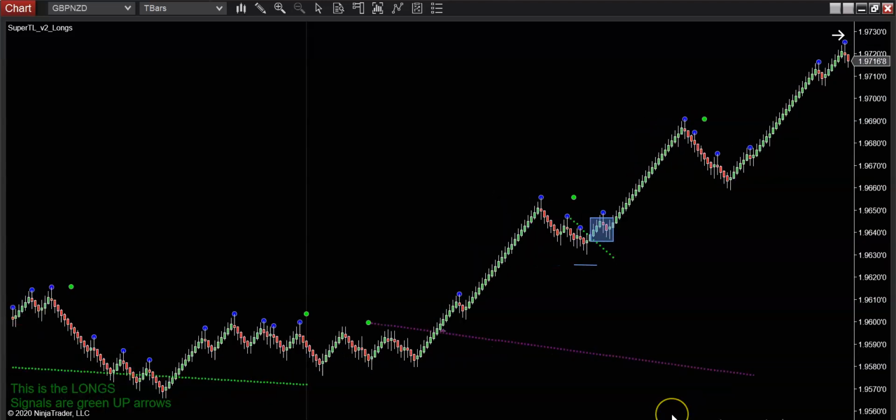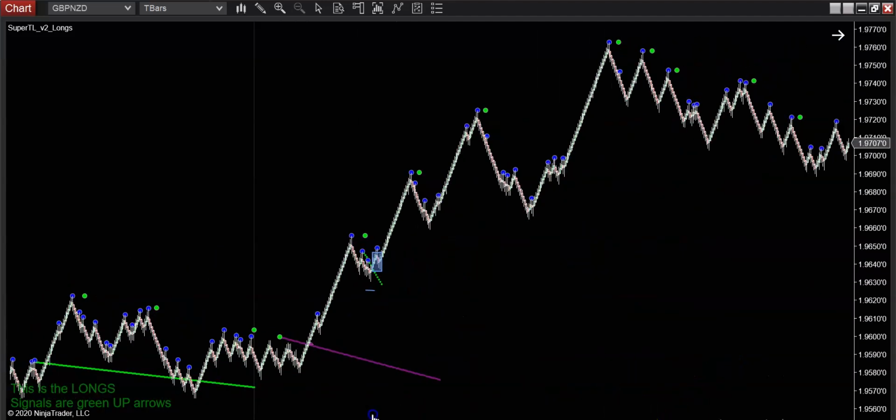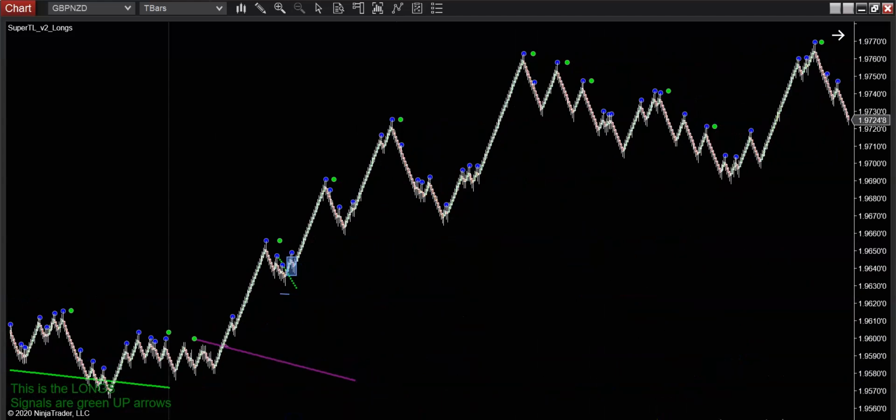And if we zoom out and see exactly how this trade played out, this was a 150 pip winner, guys. 150 pips. Now, that's not a small amount. This is a pretty significant winner using nothing more than a simple set of trend lines.